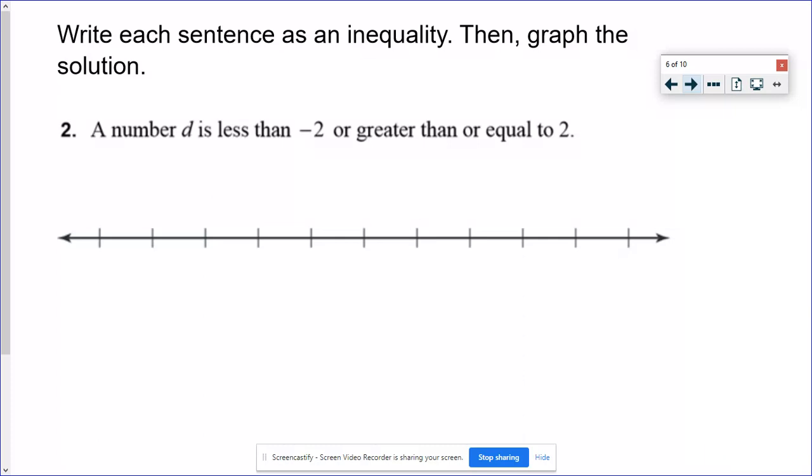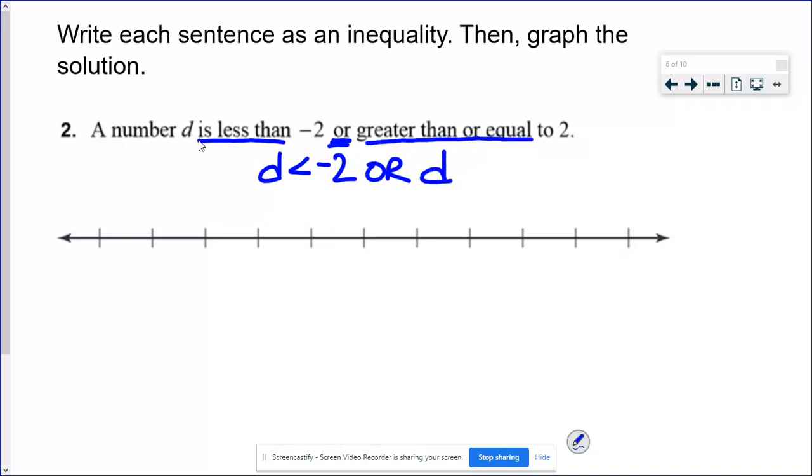So if I give you sentences, you should be able to first translate it into an inequality, and then we should also be able to graph it. So for this one, I've got that a number D is less than -2. D is less than -2. Remember, the less than looks like an L that got squished. Or that same number D is greater than or equal to 2.